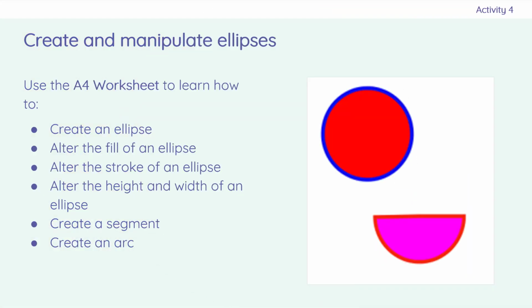Okay, next we're going to move on to using the ellipse tool, and the idea is we're going to draw some ellipses. We're going to find out how to change the fill and the stroke again, same actually as we did before. Look at how we can adjust some of the properties, the height and the width, how we can actually manipulate our circle to create segments and arcs. So once again, I am going to switch to my Inkscape.